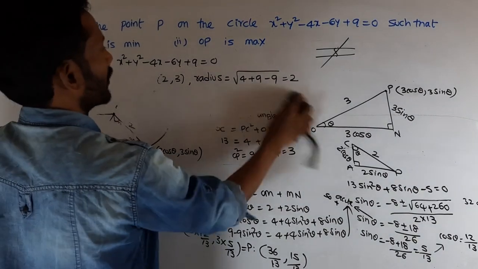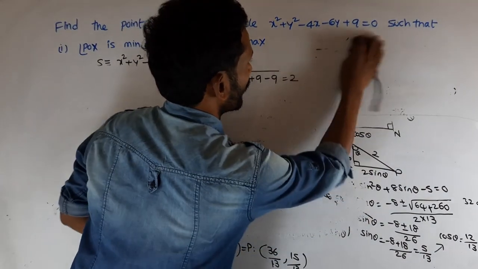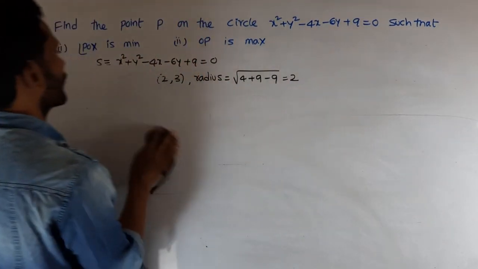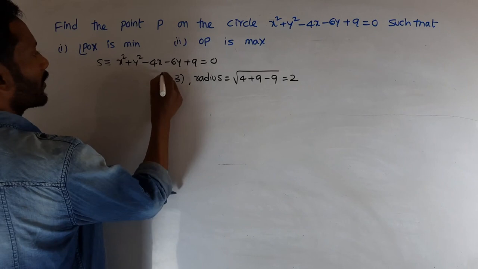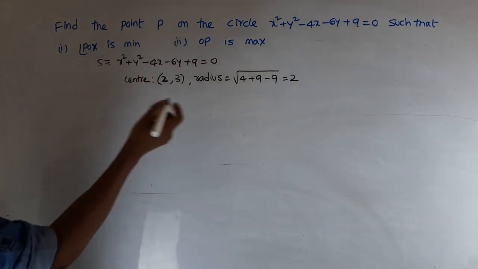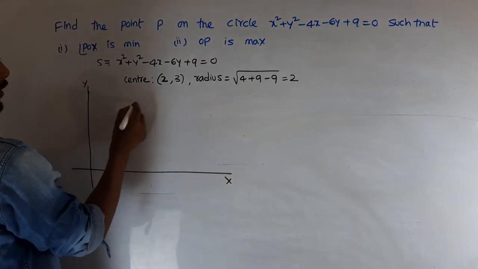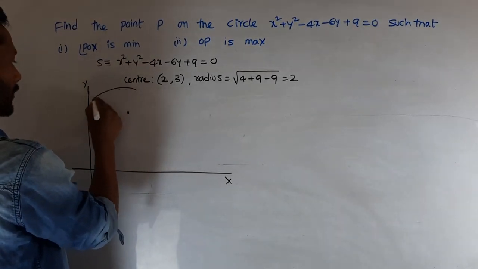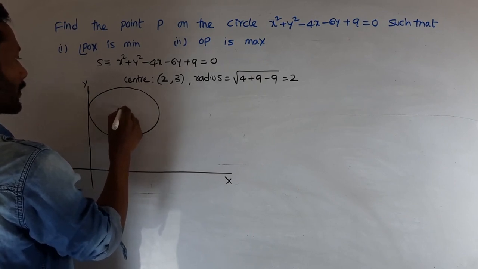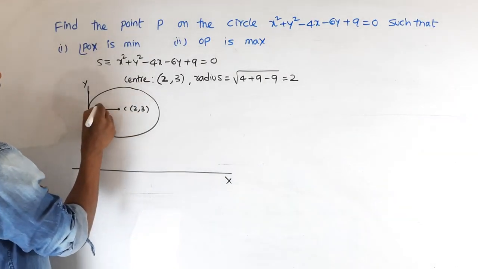Next one is OP maximum. The center is C, 2, 3, so the radius is 2.